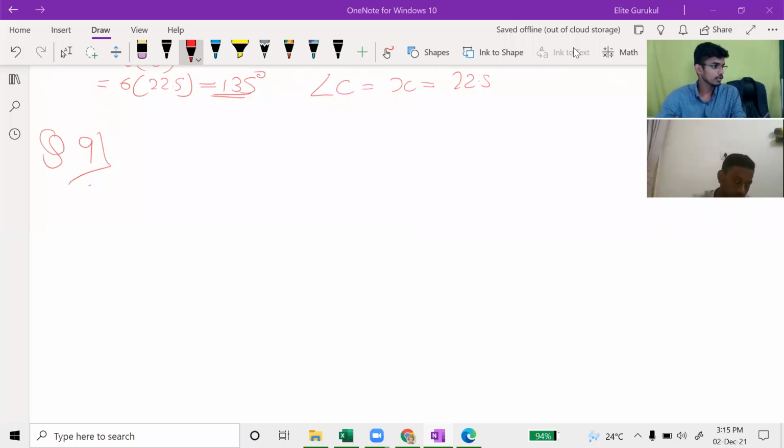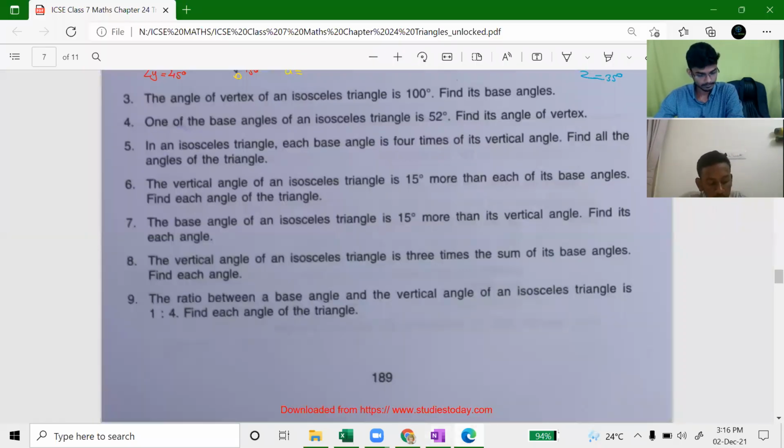Okay, so we are continuing question number 9 where we left off in the previous lecture. Let's start. Please read out the question. The ratio between a base angle and the vertical angle of an isosceles triangle is 1:4. Find each angle of the triangle.